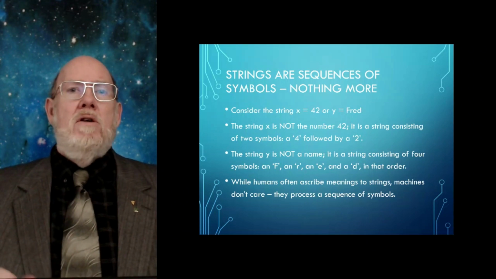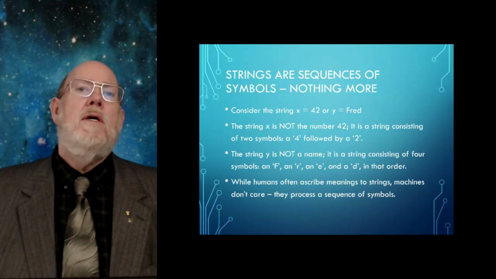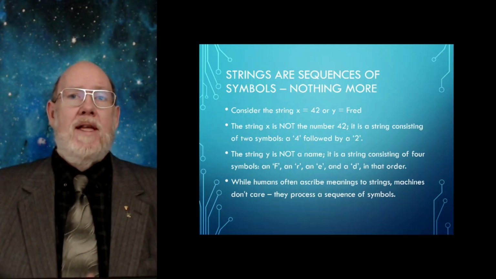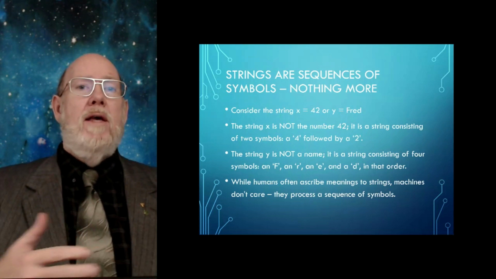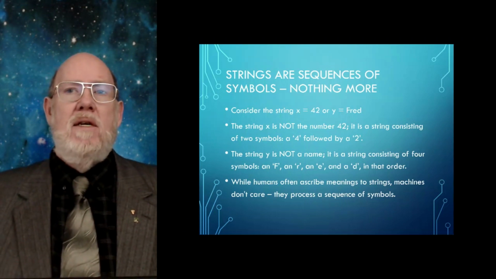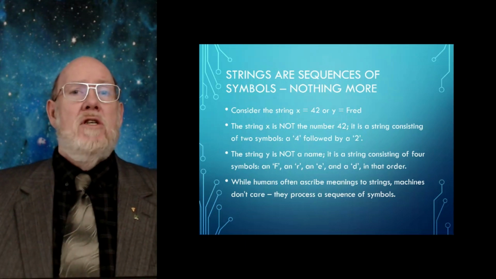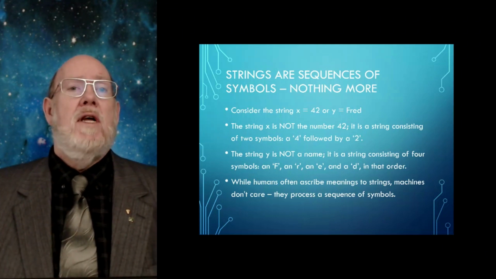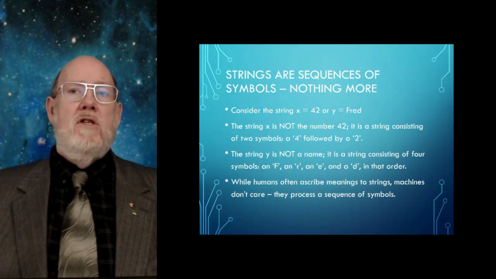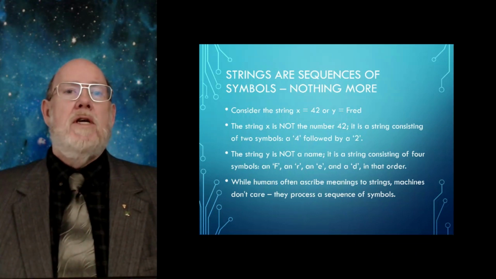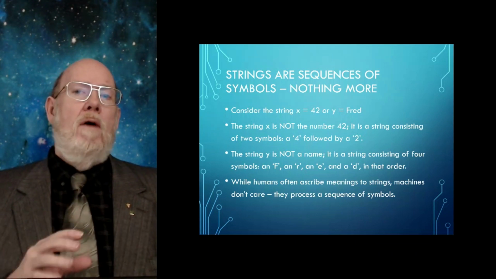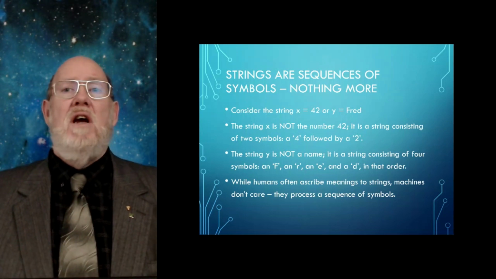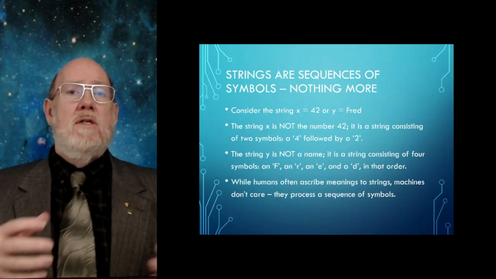As already noted, strings are just sequences of symbols, nothing more. Consider the two strings x and y, shown here. We might be tempted to think that x is the value 42 and that y is some person's name, but that's not the case. X is not a number. It's just a string consisting of two symbols, a symbol that looks like a 4 followed by a symbol that looks like a 2. Similarly, the string y is just a sequence of 4 particular symbols in a particular order. While humans often ascribe meanings to strings, the machine that processes them doesn't care. They just process a sequence of symbols.